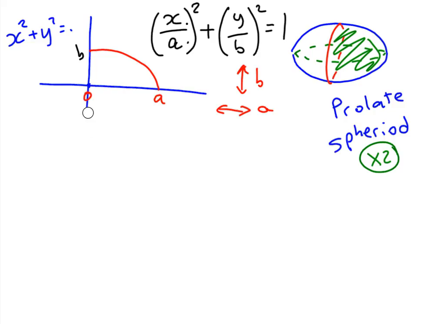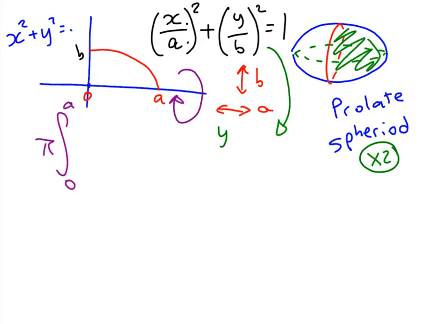Okay, and that's going to work out. So let's get down to some business. Let's apply our formula. Pi times, and we're going to integrate between 0 and a. We're going to spin around this way again. Okay, and we're going to be integrating y squared. So what we need to do is rearrange our formula to get y squared equals.